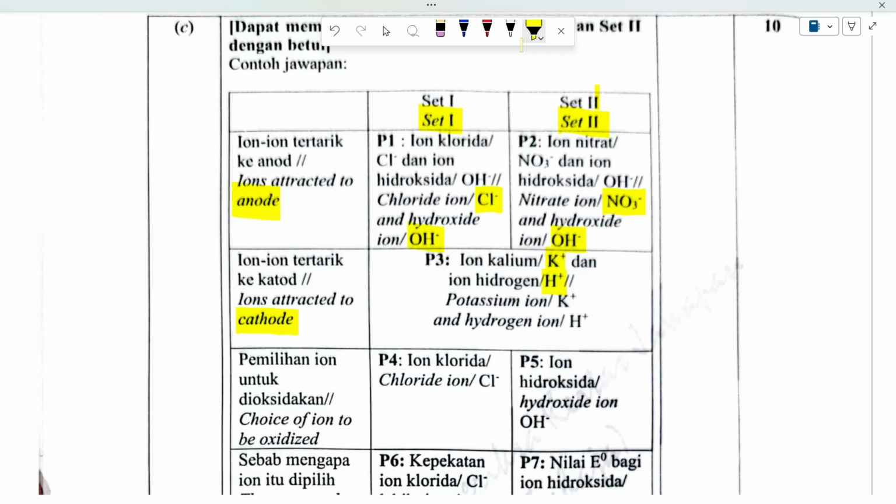Not attract now, only the attraction. Both will be attracted there, but only one will be discharged. Because of the solution, right?